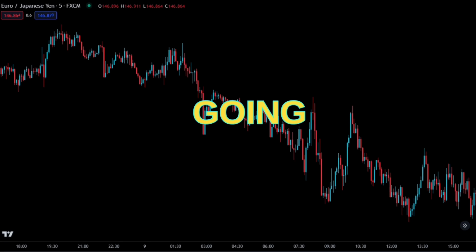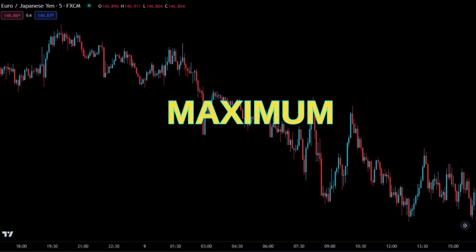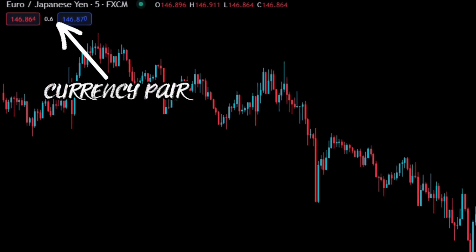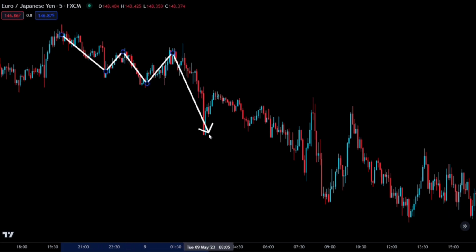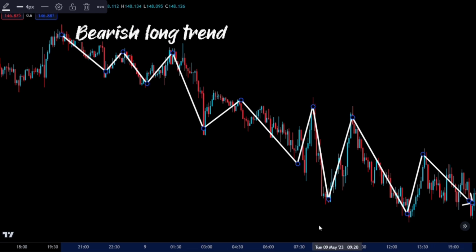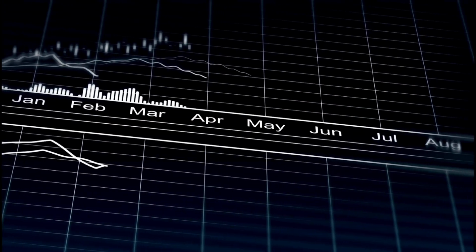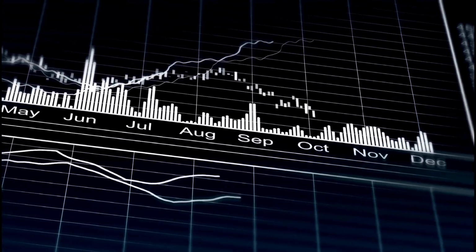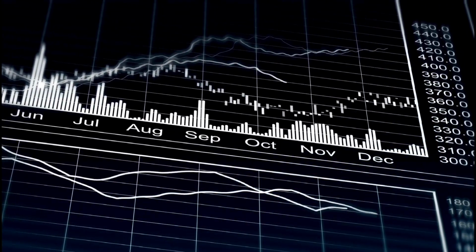Now, I'm gonna jump right into the charts and show you how to set up each strategy for maximum success. The currency pair that we're gonna use is the Euro-Japanese Yen. This pair has one of the most consistently moving trends in forex, so you know we're gonna make some profits today. But listen, you gotta follow each strategy closely and stick to the rules if you wanna see real results. So, let's get started and make some money.